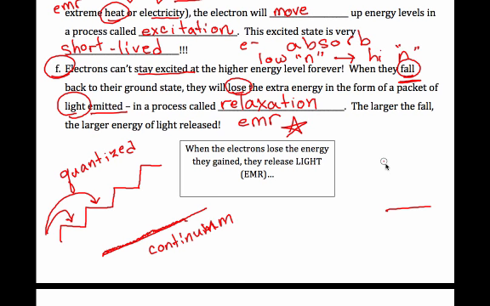Okay? And so if this was n equals 1, n equals 2, n equals 3, the larger the fall, a bigger distance than that, the larger the energy of light released. So this energy would be greater than the energy released there. And it's always released as electromagnetic radiation.